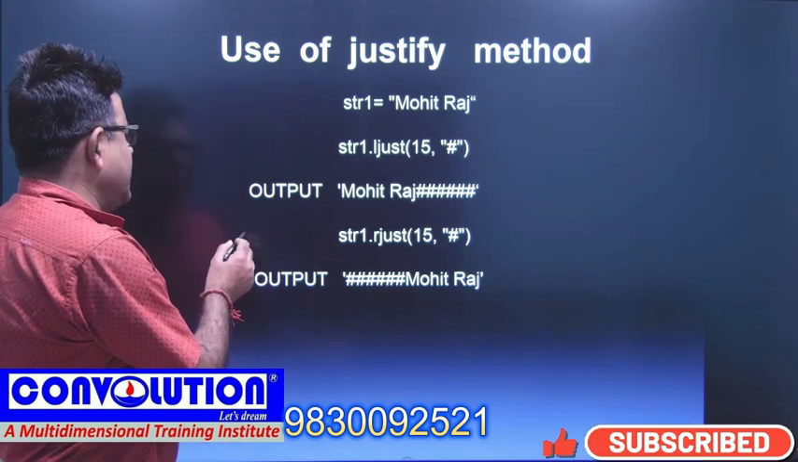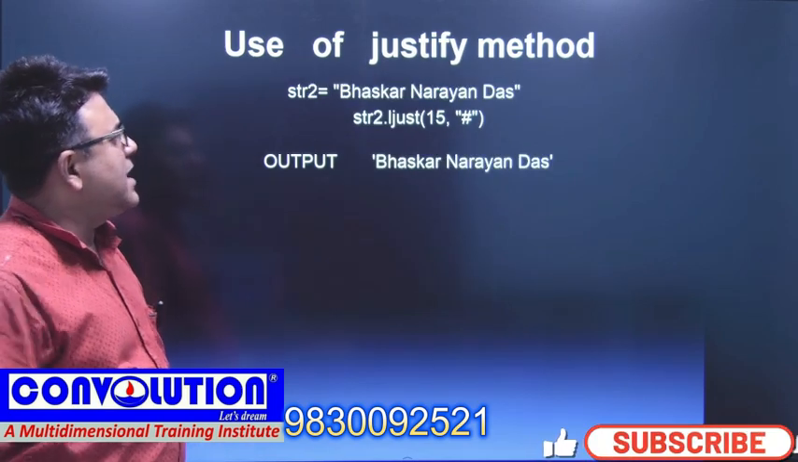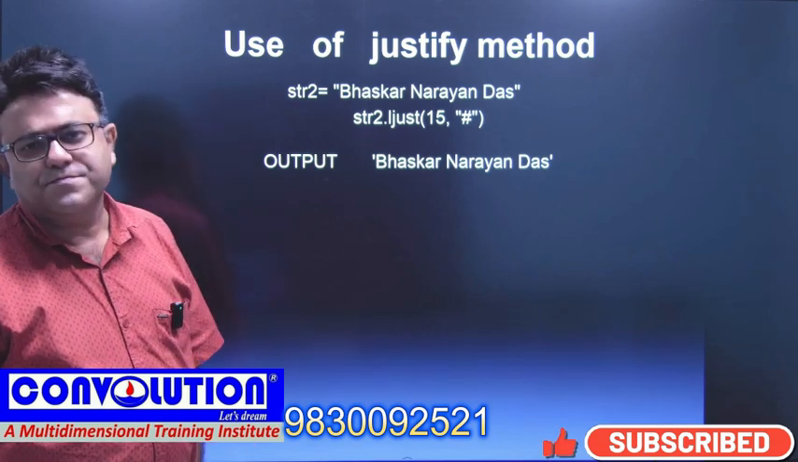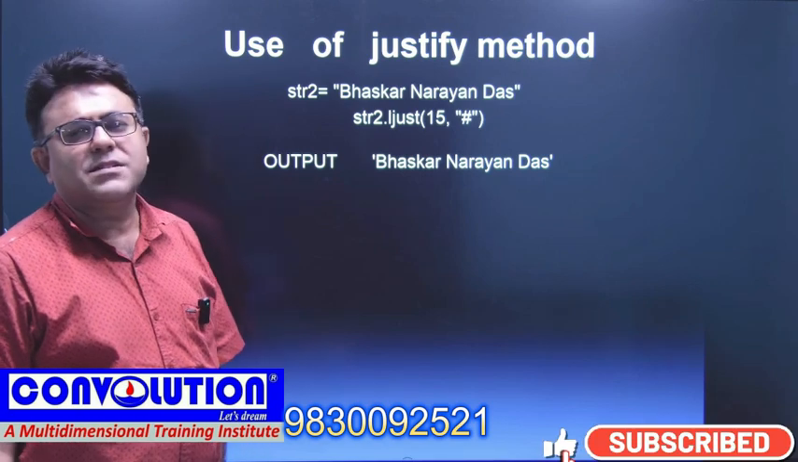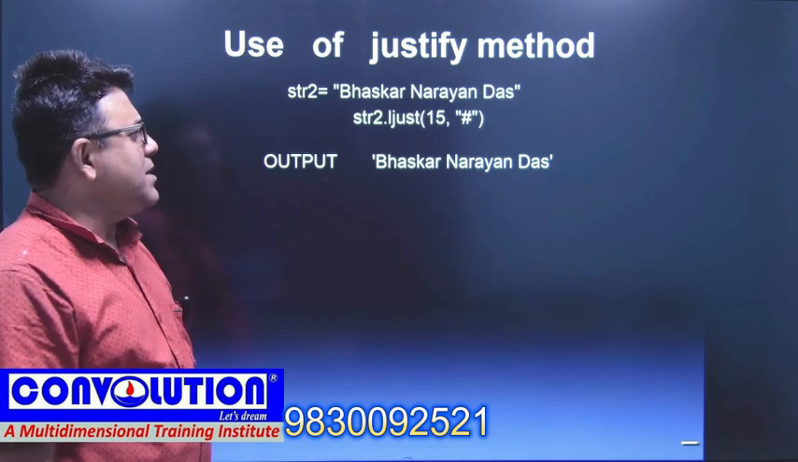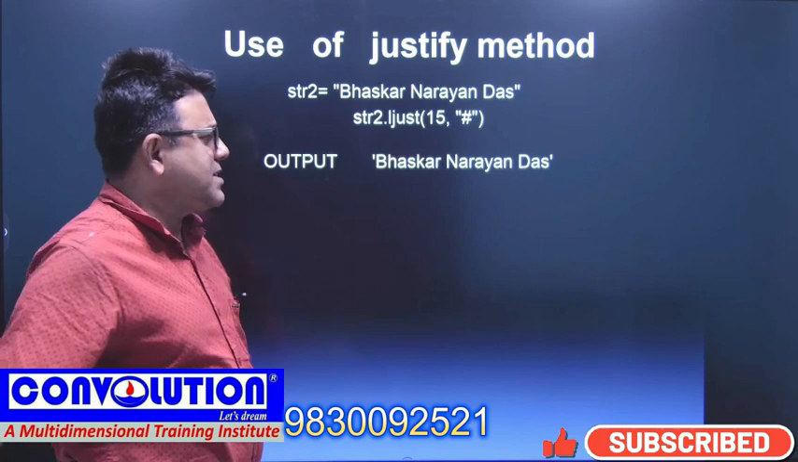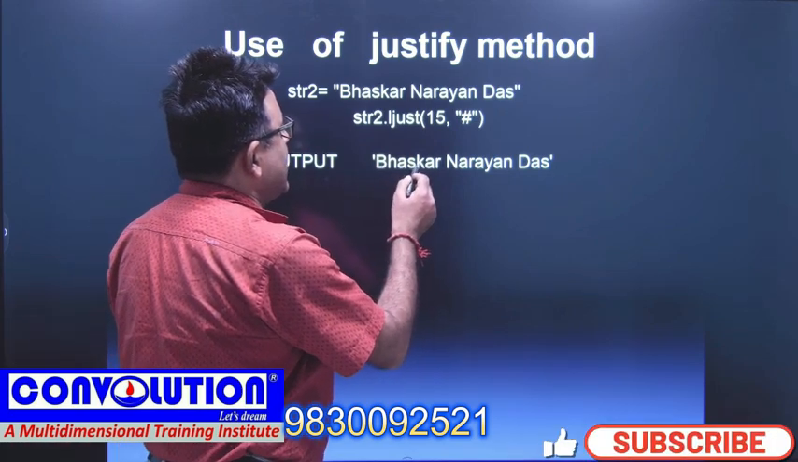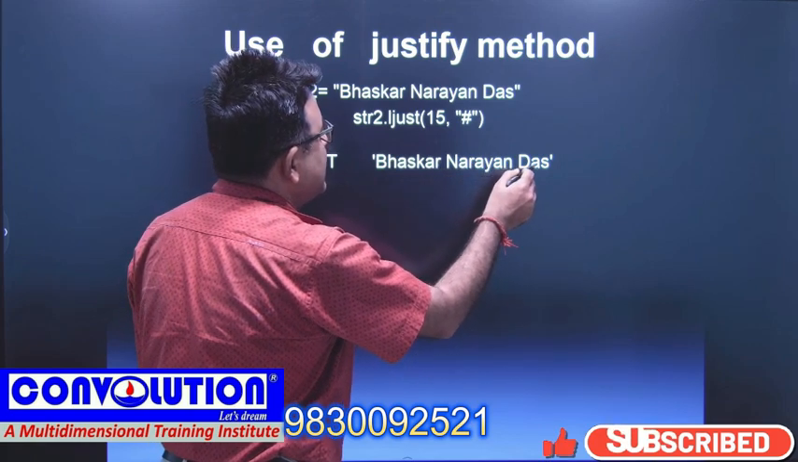So let us see one more thing. Further continuing with this justify method, let us take another example. I said str2 equal to Vaskar space Narayan space dash. Then I said str2 dot ljust 15, then hash. But point to be noted, there is no hash in the output. Why? Because the maximum number of blocks I am going to occupy is 15. Let us count. This Vaskar space Narayan space dash is carrying how many characters? 1, 2, 3, 4, 5, 6, 7, 8, 9, 10, 11, 12, 13, 14, 15, 16, 17, 18, 19.